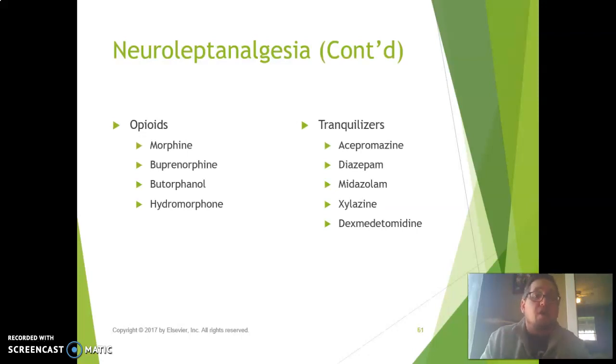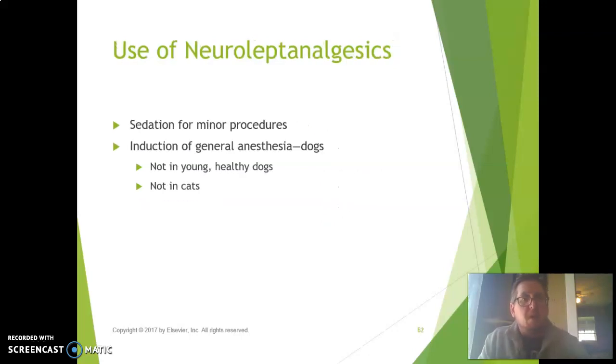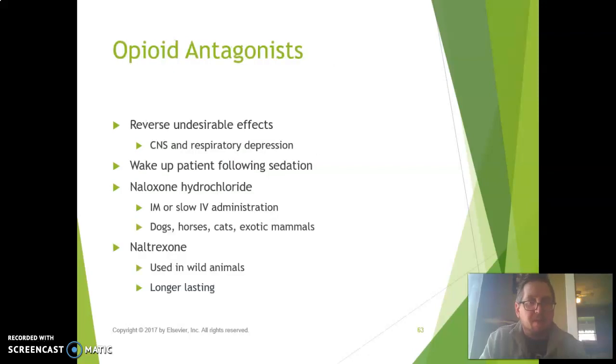So you can see our list of opioids versus tranquilizers there. I'm not going to get into every single one in this video. Generally speaking, we use neuroleptanalgesics and sedation for minor procedures, and sometimes in induction of general anesthesia in dogs. It should say in young healthy dogs, but we usually don't do it as much in cats. Cats usually get straight opioids, not mixed with anything else.